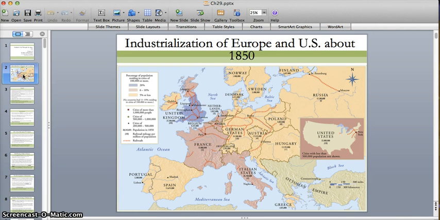Things are being mass produced. We see the introduction of important building materials like wrought iron and then eventually steel, which allow for architects to start building buildings high, narrow and high buildings, and we see the first skyscrapers introduced. Okay, so just important to remember that.